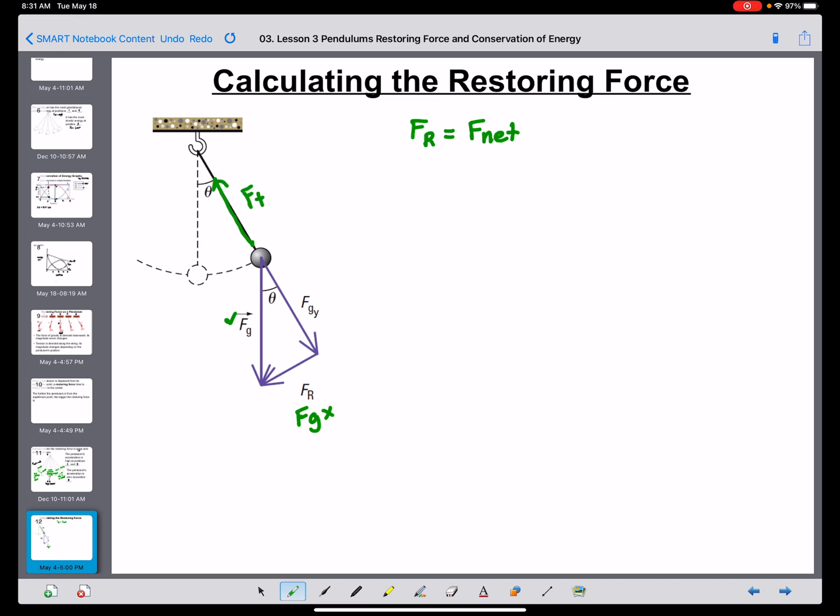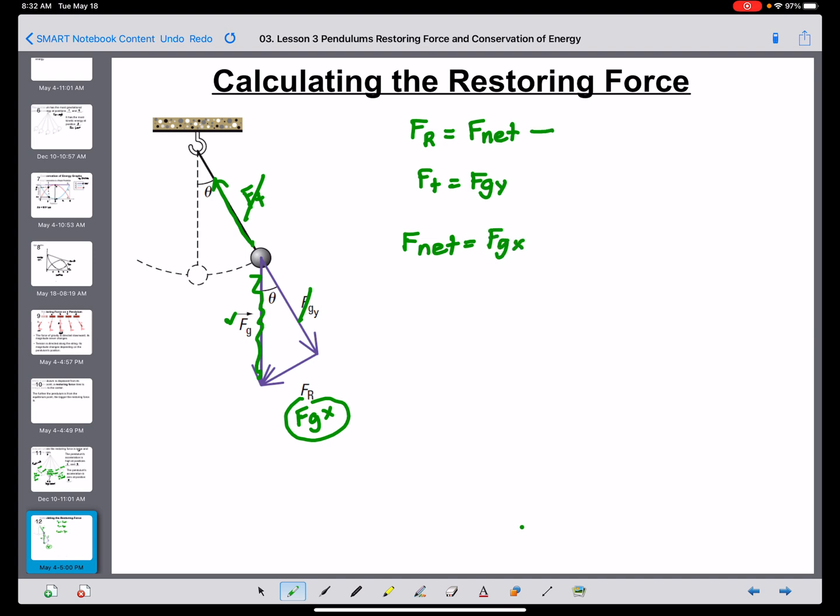So what happens here is that the tension force and Fgy cancel each other out. They're balanced forces because they're the same number of newtons, but they're in exactly opposite directions. And so if Ft and Fgy cancel each other out, then the only force that's left is Fgx. We're not considering what's happening with Fg here because Fg has been broken down into components. So we only need to look at the components, not actually Fg itself. So Fgy is gone, Fgx is left. That means that the net force here is Fgx.